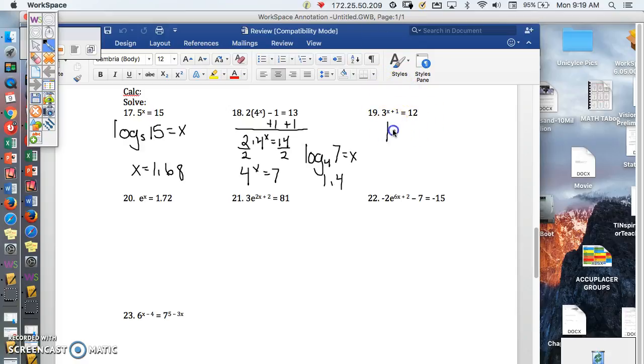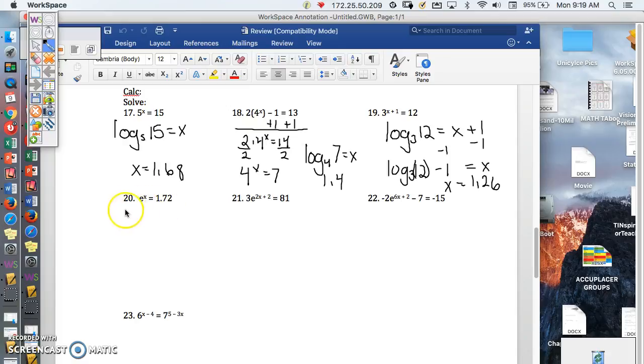The next one here, let's see, if we rewrote it as a log, log base 3 of 12 equals x plus 1, minus 1. So log base 3 of 12 minus 1 equals x. And just remember, only the 12 part is in parentheses when you're typing it into the calculator. And we should get 1.26.